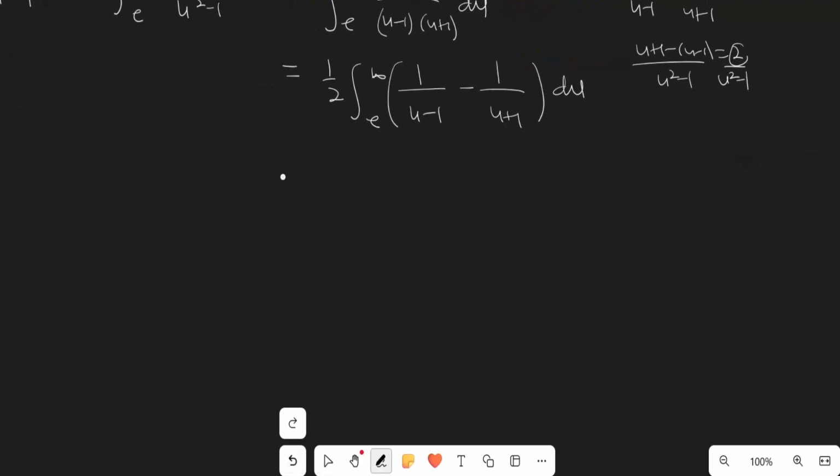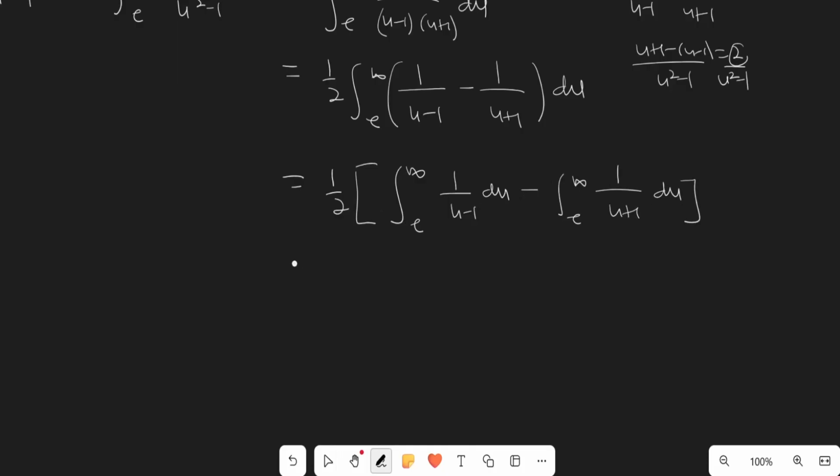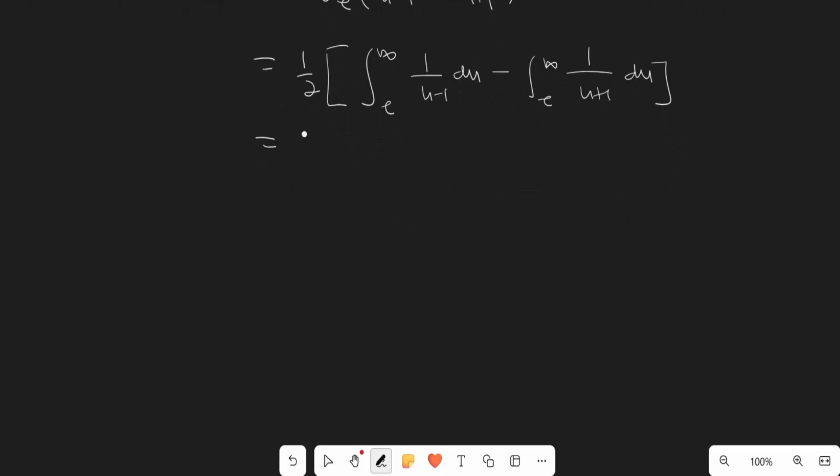So our task now is to integrate this. That is 1/2 the integral from e to infinity of 1 over u minus 1 du minus the integral from e to infinity of 1 over u plus 1 du. Okay, cool. So integrating this is really the natural logarithm of u minus 1, minus integrating this is the natural logarithm of u plus 1. This is very easy, and you are integrating that from e to infinity.